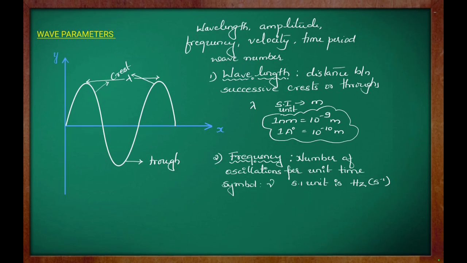The second parameter that defines a wave is frequency. Frequency is the number of oscillations per unit time. It is represented by the symbol nu, and the SI unit of frequency is per second. In order to honor the scientist Hertz, it is represented as Hertz.